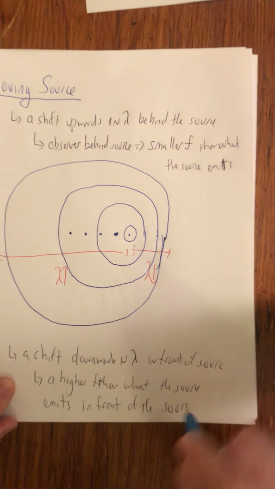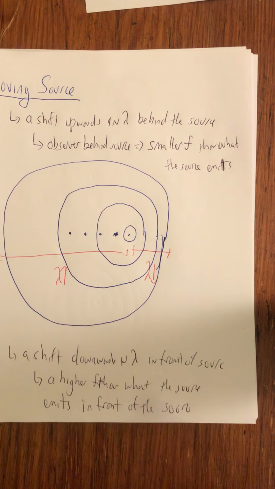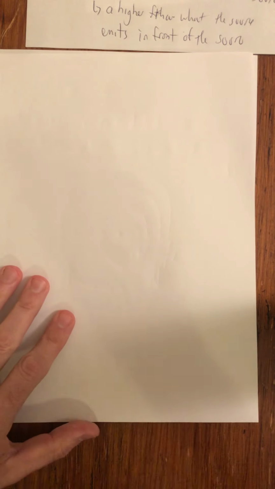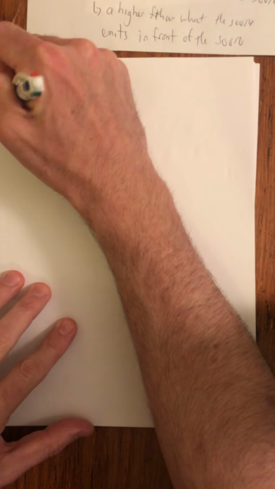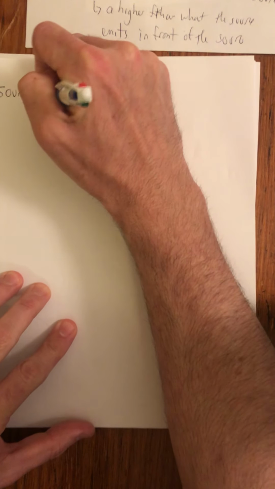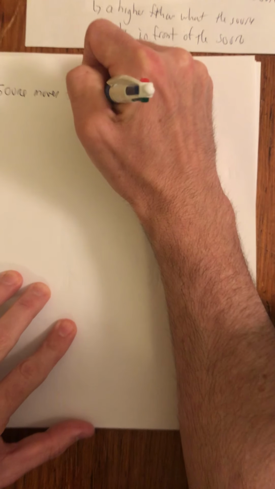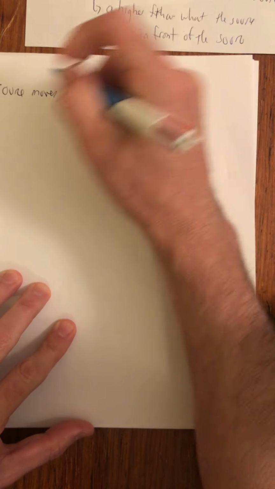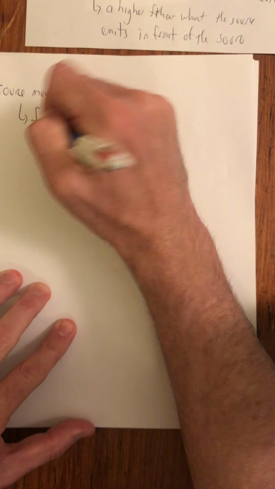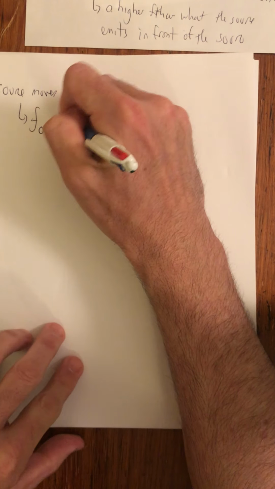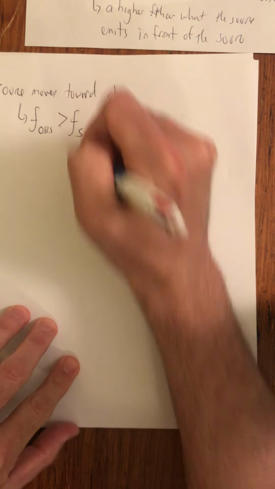And as I said in the other video, I'm not going to look at the sides because that geometry is a little bit more complicated. So therefore, just to bring that together, if the source moves toward the observer, the frequency observed is going to be higher than the frequency of the source.